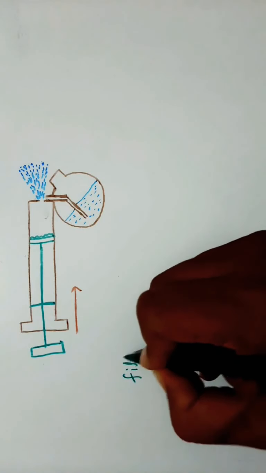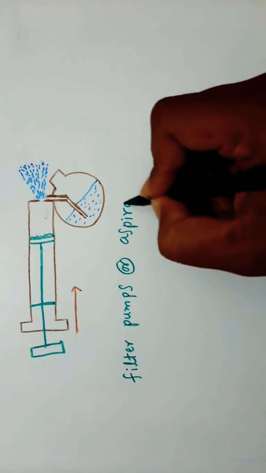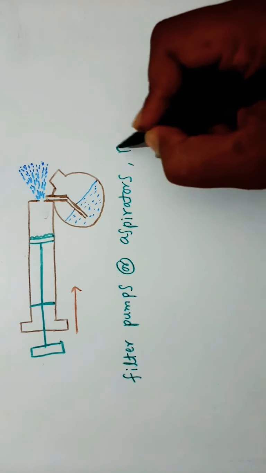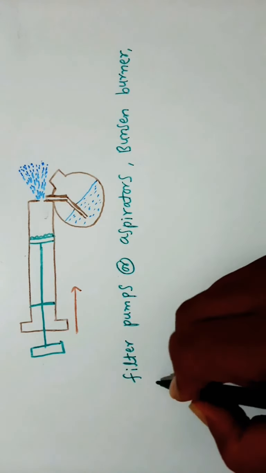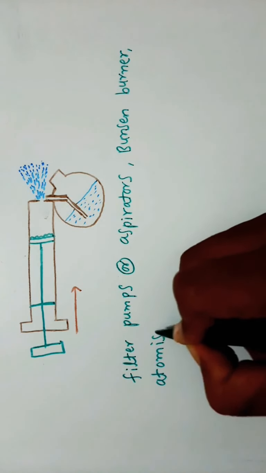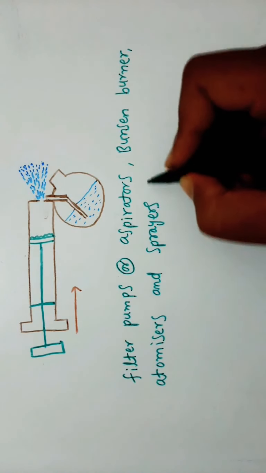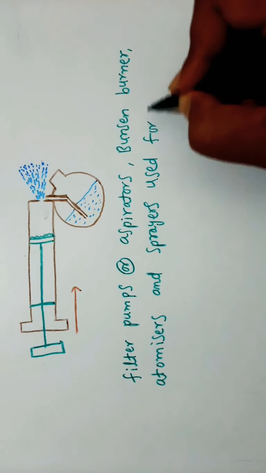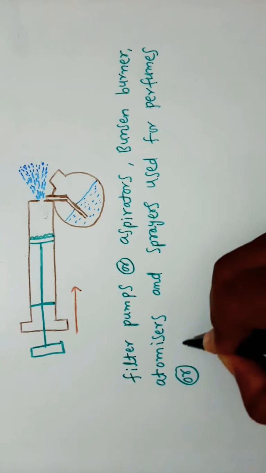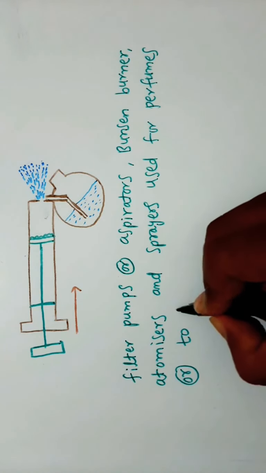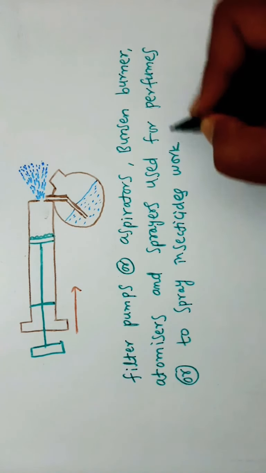Filter pumps, aspirators, Bunsen burners, atomizers and sprayers used for perfumes and to spray insecticides work on the same principle.